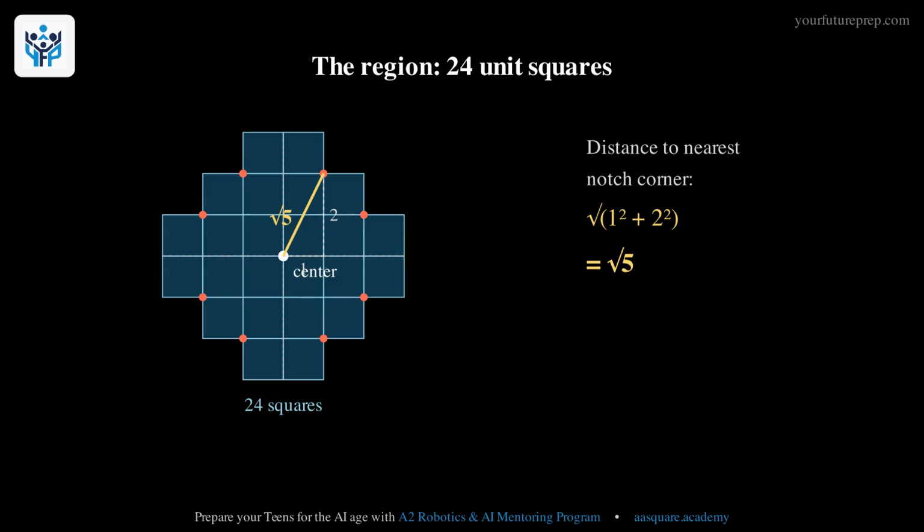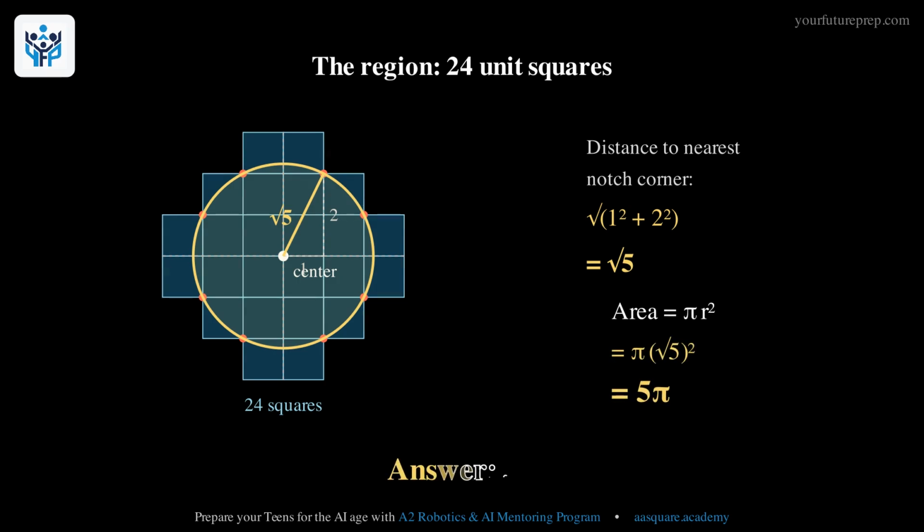Its distance from the center is the square root of 1 squared plus 2 squared, which is the square root of 5. So the largest circle has radius the square root of 5, touching all 8 nearest notch corners at once. The area is pi times the radius squared, pi times the square root of 5 squared, which is 5 pi square centimeters.